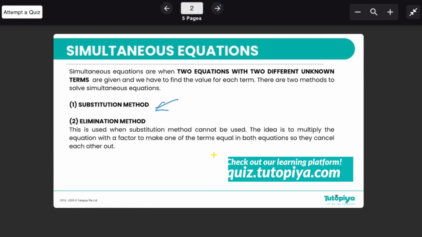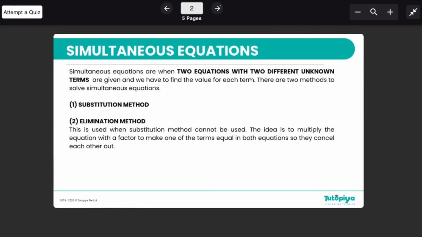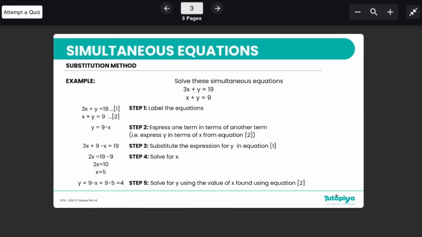And there are actually two renowned methods that we use. One is the substitution method and one is the elimination method, both of which are very crucial for examinations and actually future use in our day-to-day life. So to start off, we're going to look at substitution and how this goes.